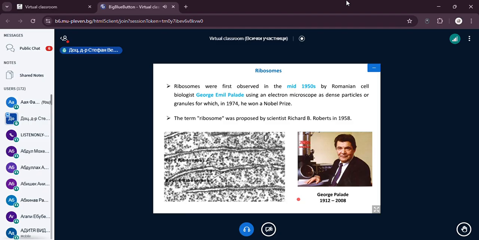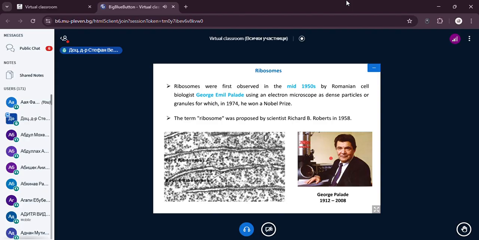Ribosomes were first observed in the mid-1950s by a Romanian biologist called George Palade by using electron microscope. George Palade, together with de Duve and some other electron microscopists, were awarded a Nobel Prize for the study of the structure of the cell in 1974. The term ribosome was proposed by another scientist, Richard Roberts, in 1958.